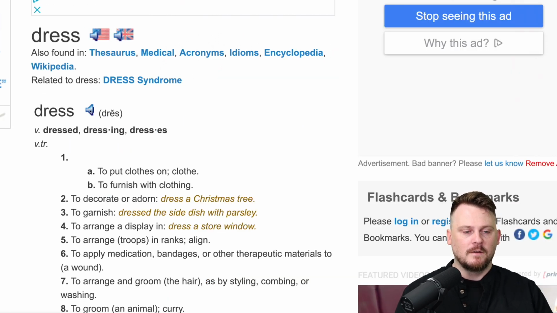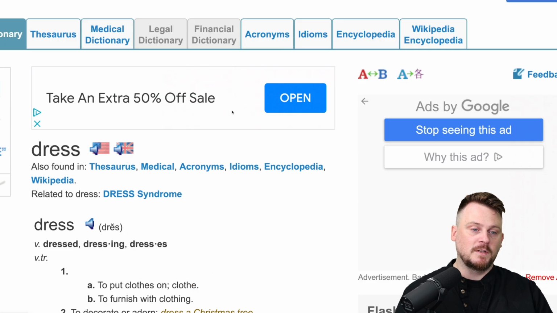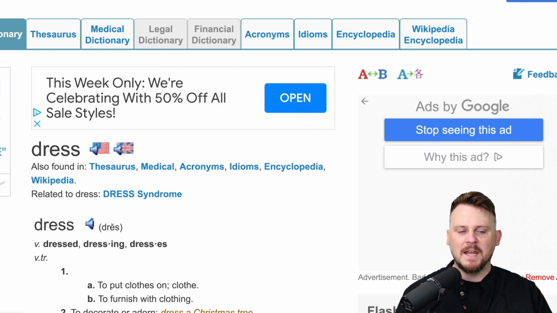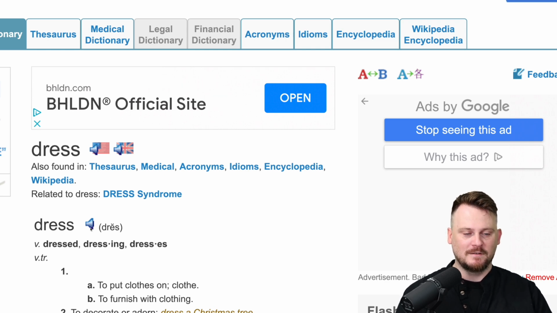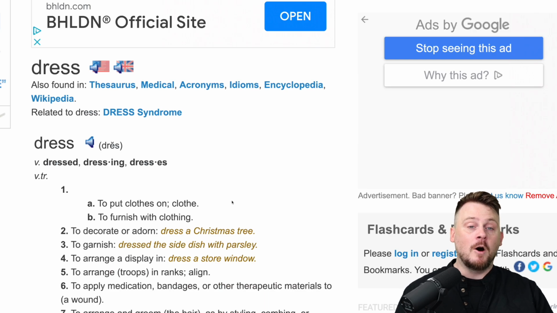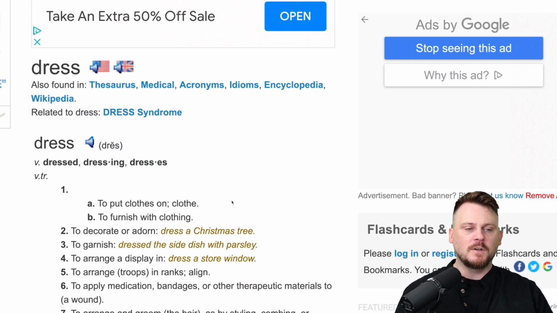First, pronunciation. How does it sound? Let's click on it. Dress. Okay, dress. All right. We know the pronunciation. Oh, this is British pronunciation. Dress. Okay. Now, let's look at the first definition.